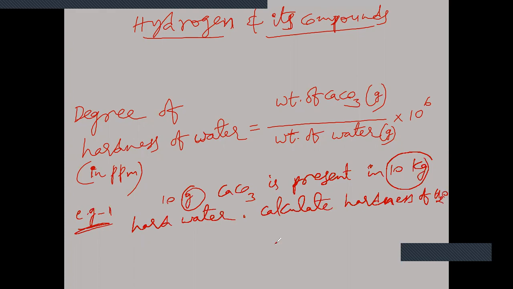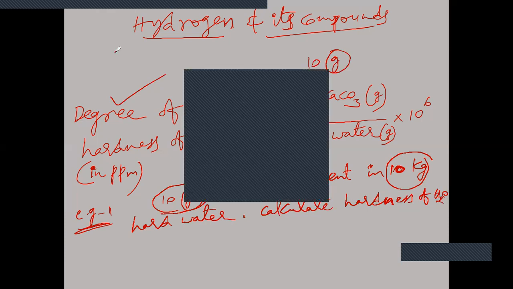Now, which formula we have to use? This formula, the degree of hardness of water formula. Now, tell me directly, given how many grams of calcium carbonate here? This weight is given: 10 grams. And the weight of water, how much is given, mind this? 10 grams or 10 kilograms? 10 kilograms is given. So now 10 kilograms we have got here.